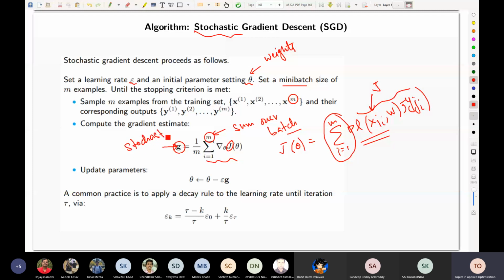Once we have the stochastic gradient, this is now behaving like a stochastic gradient, not the full gradient. That is why it's stochastic. That's the only difference. Otherwise, you do the same thing as in gradient descent, but this is now not the full gradient, it's the stochastic gradient. That is why it's called stochastic.